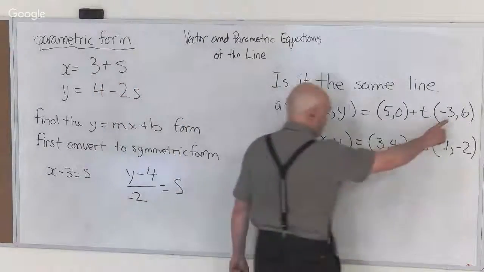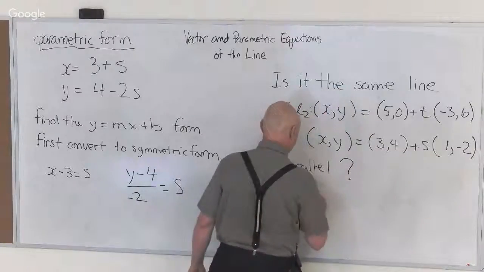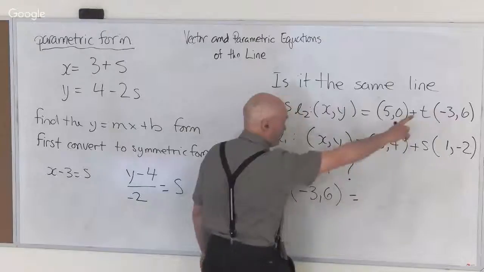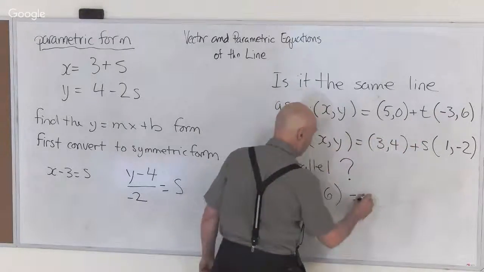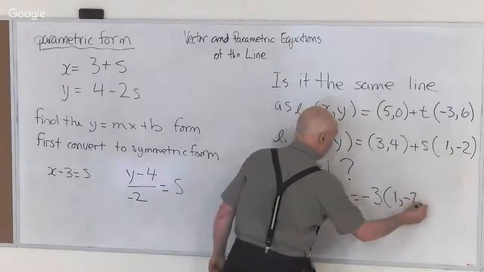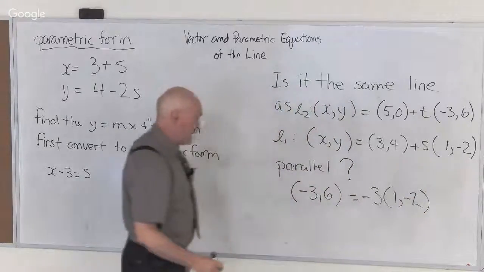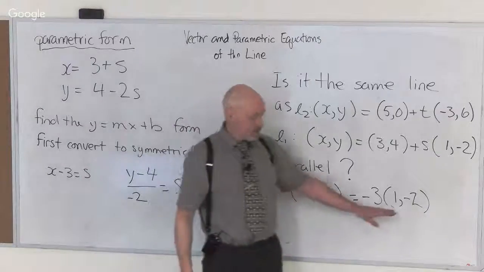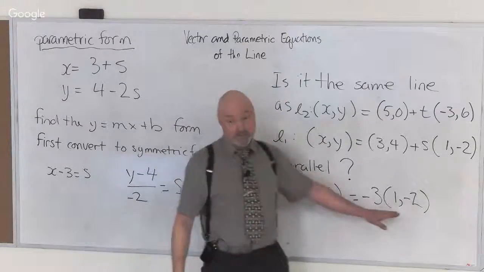So let's look at negative 3, 6. And actually, I can see that I can make negative 3, 6 by multiplying 1, negative 2 by negative 3. Okay? So this direction vector is just a scalar multiple of the other.